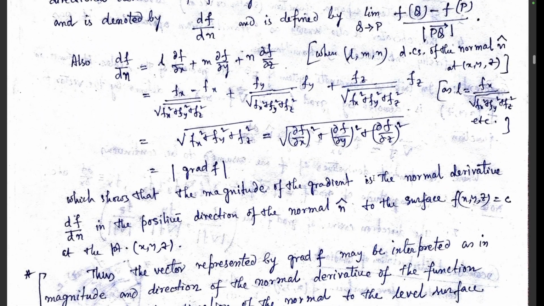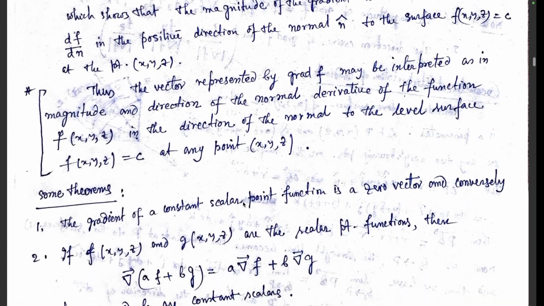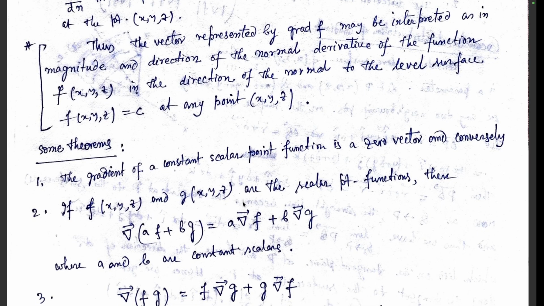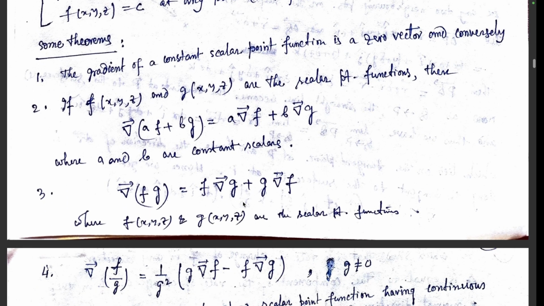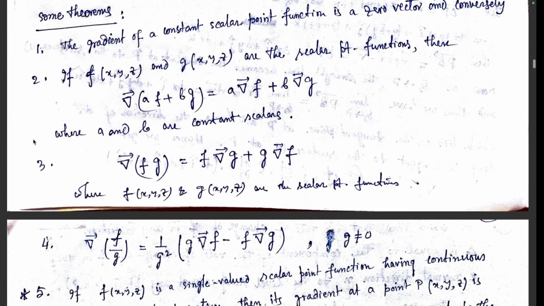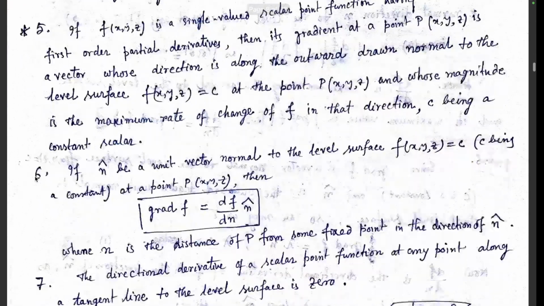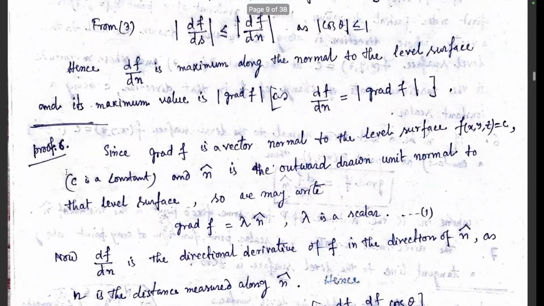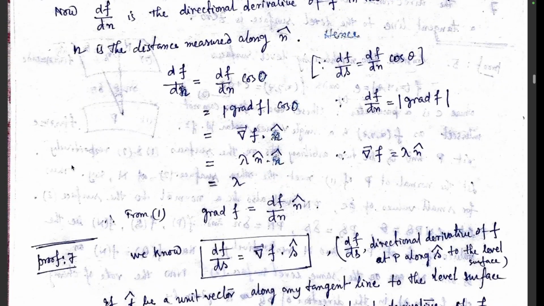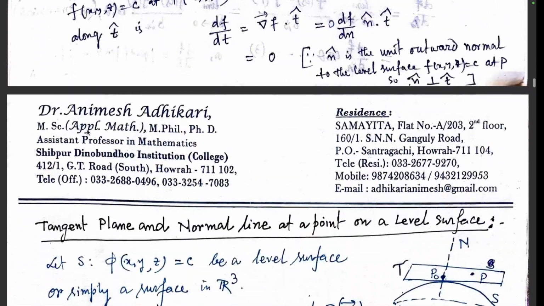And so this is the theorem, and we have described this theorem. The class notes you can get in PDF form in the description box. These are some theorems on gradient, 1 2 3 4 5 6 7: proof of theorem 5, proof of theorem 6, and proof of theorem 7.